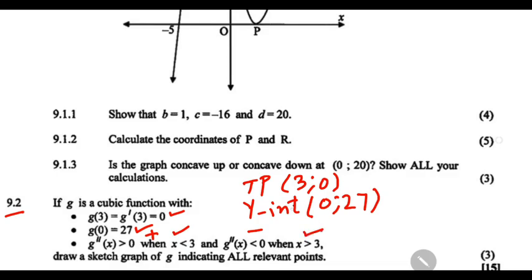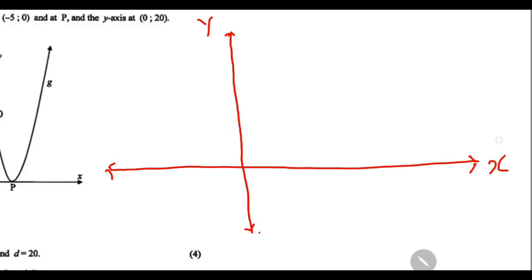So I'll show you how. This is my y-axis, this is my x-axis, and now I'm going to sketch the graph. We only have the x-intercept and y-intercept. First I always sketch the graph and then I plot the points, or you can plot the points first and then sketch the graph, simple. So there is a positive 3 here, and say this is 27 here, the y-intercept. Now x less than 3 is this way, and x greater than 3 is this way.